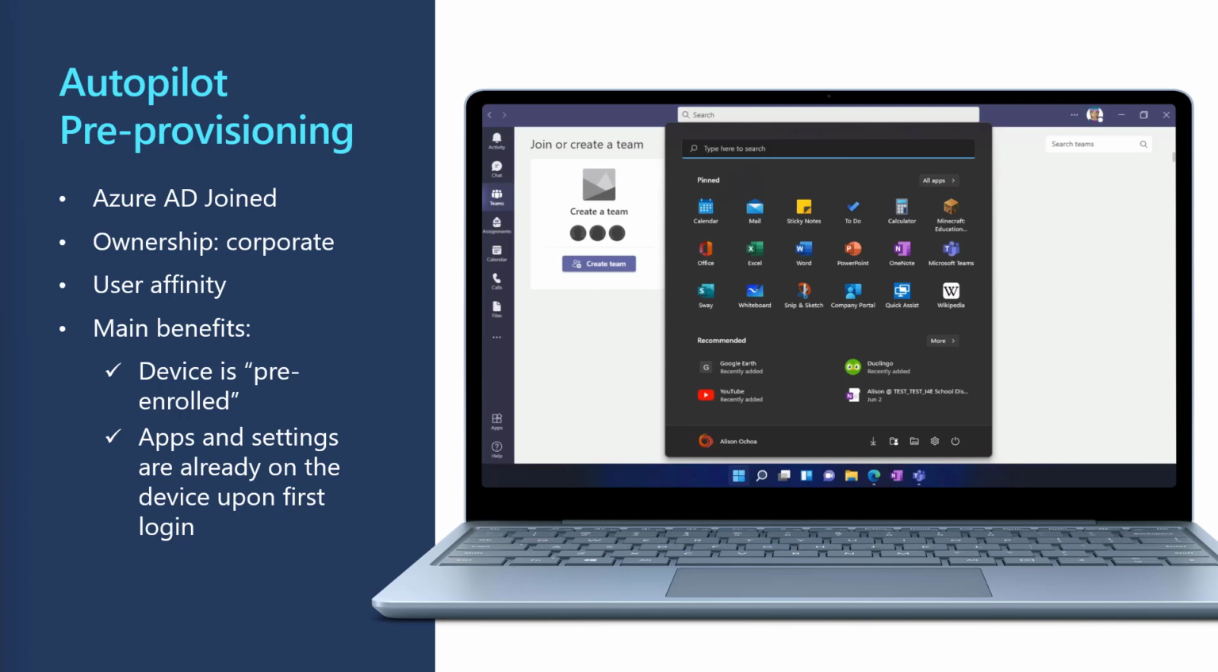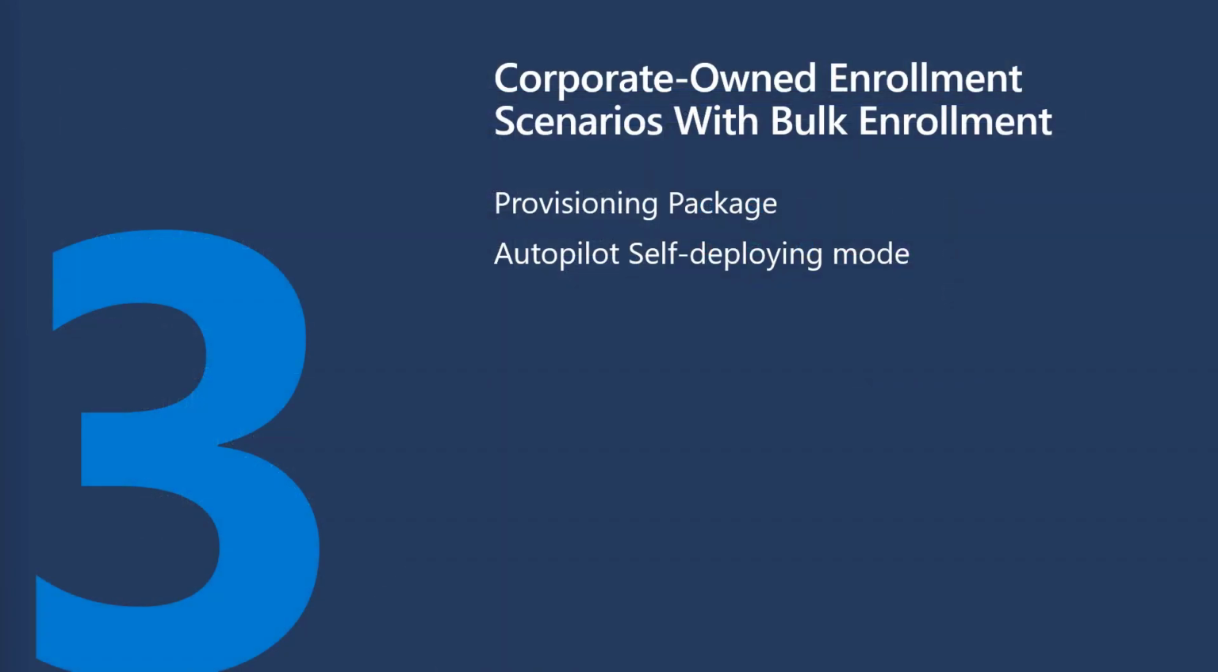This was the last walkthrough for the end-user enrollment experiences for corporate-owned devices. In the third and last part of this video, we will be covering the enrollment of corporate-owned devices without user interaction, starting with the provisioning package enrollment and then looking at Windows Autopilot Self-deploying mode.